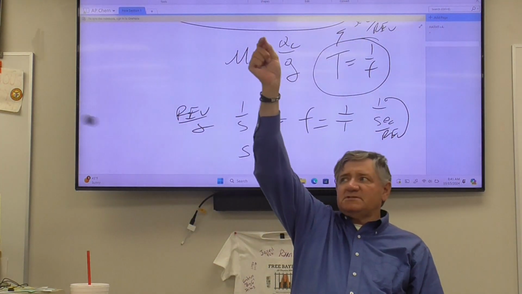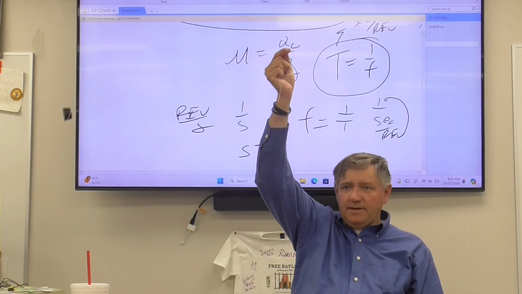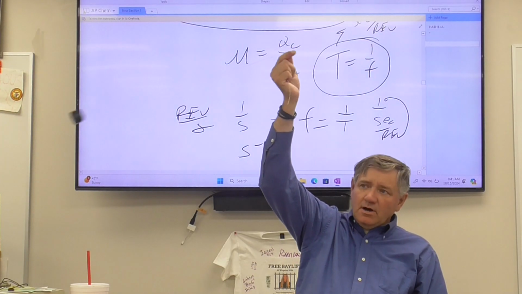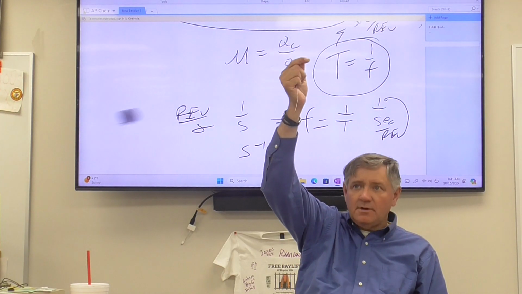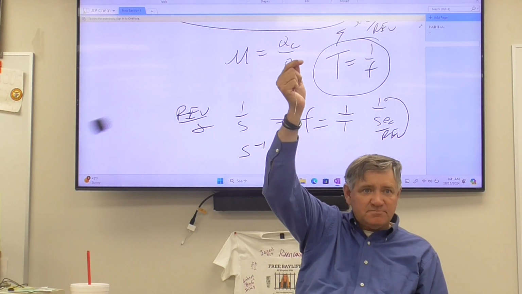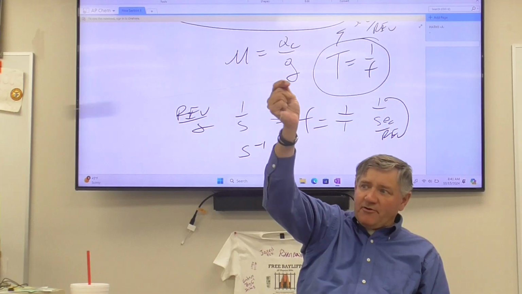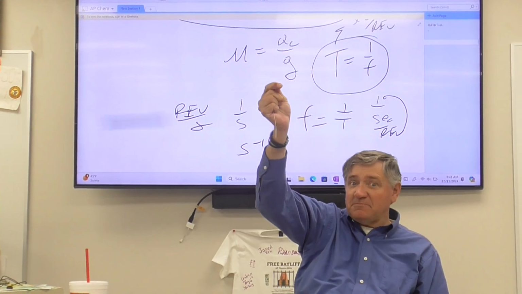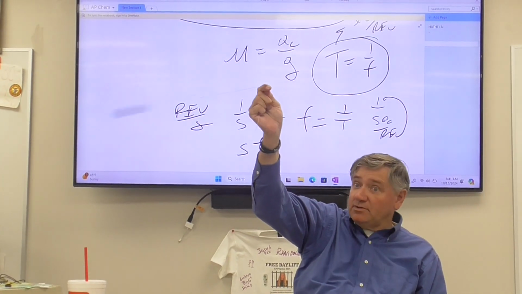If I move this thing rather slowly, it takes a long time to go around, but it's not going to make many revolutions per second. But if I make it go faster, what happens to the amount of time for one revolution?